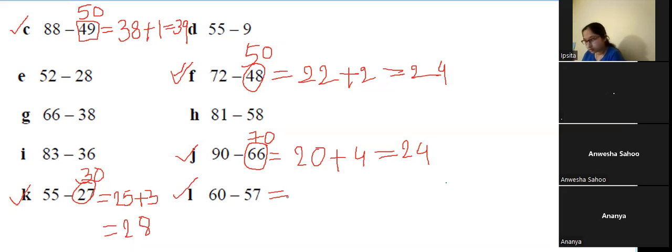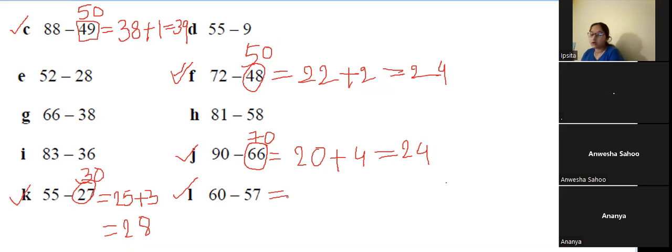Then 0 plus 3 is 3, so 3. That's your answer. And if you observe this question, instead of doing that process, directly we can tell the difference between 60 and 57. Just by adding 3, we can get 60.